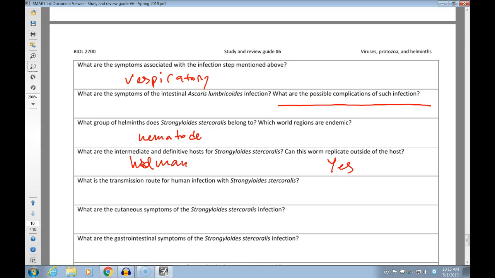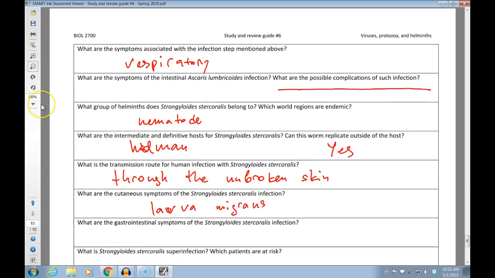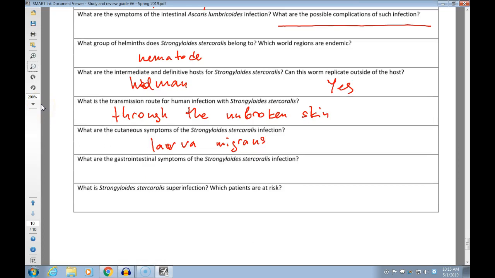Transmission route: entrance through the unbroken skin. That's not consumption. Through the unbroken skin. Cutaneous symptoms: larva migrans. And gastrointestinal symptoms: intermittent diarrhea and constipation and bloating. Strongyloides stercoralis superinfection is the massive amount of the worm infecting immunocompromised patients through self-inoculation.